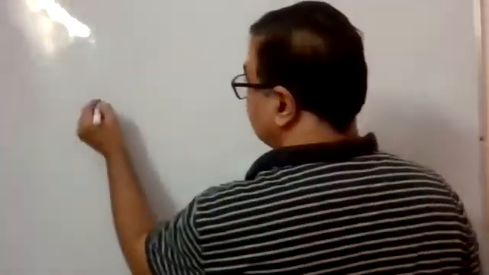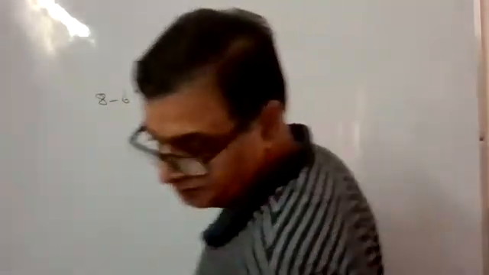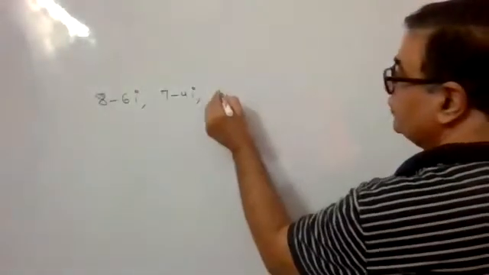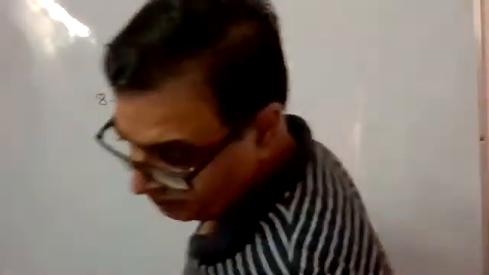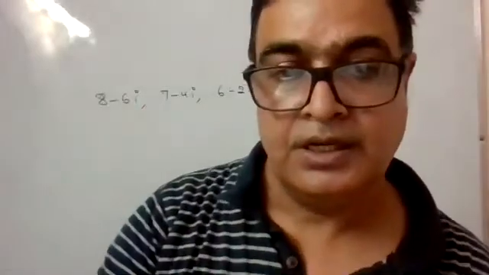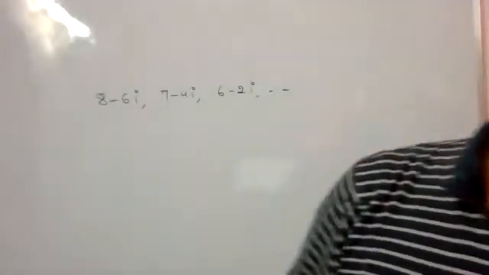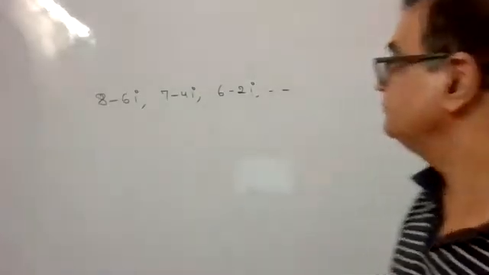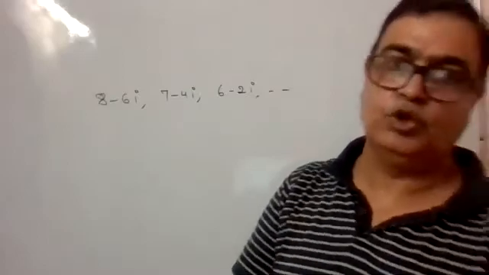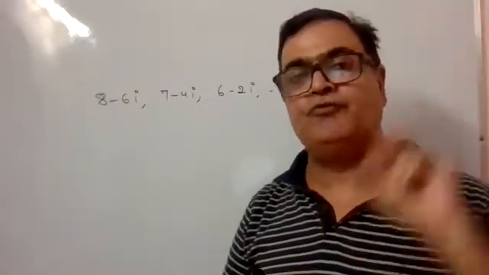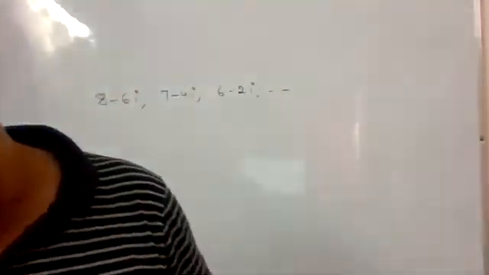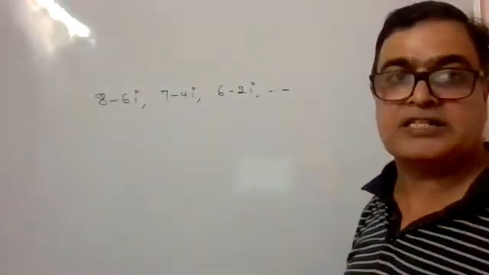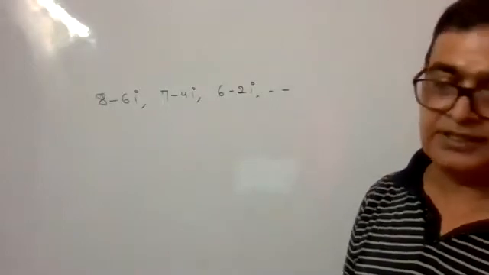Which term of the sequence 8 minus 6 iota, 7 minus 4 iota, 6 minus 2 iota is the first purely imaginary term, and the first purely real term? You have to tell both. Which is the first purely real and which is the first purely imaginary term?